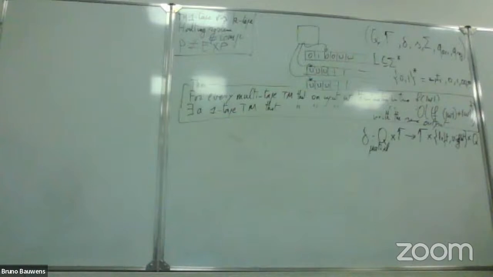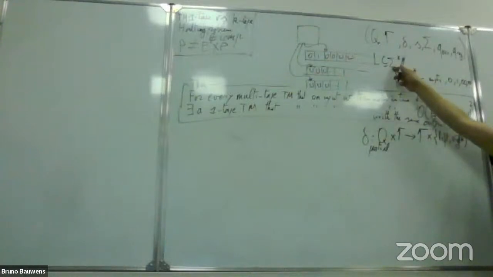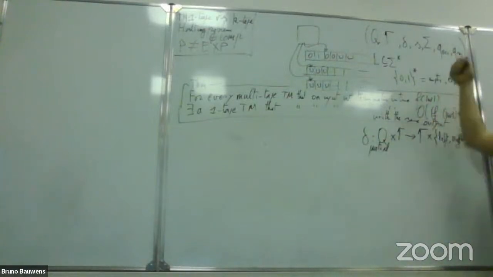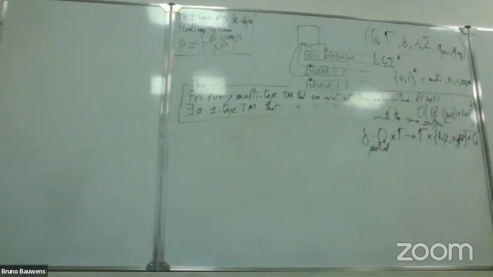But there is also deciding a language. When do we say that the machine decides a language? Then for every input in sigma star, the machine should terminate in either an accept or reject state. If it's not in the language, of course, reject, otherwise accept. So that's the definition of deciding a language. So that's for one-tape machines.